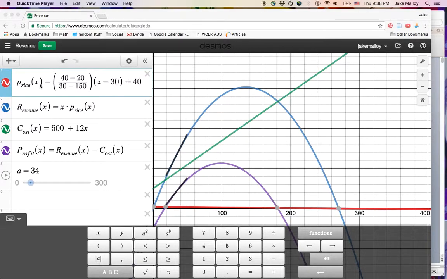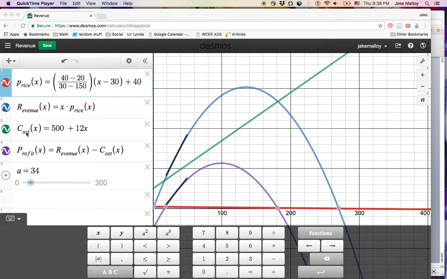In red, I have my price equation. It's linear. See, I have my slope, and it's in point slope form. And then in my revenue equation, notice my revenue is equal to my price, which is a function, in this case, of x, the number of units that I sell, times, so revenue is the price per unit times the number of units. So revenue is how much money I'm bringing in.